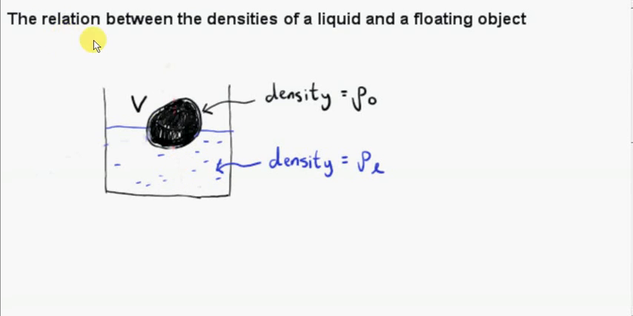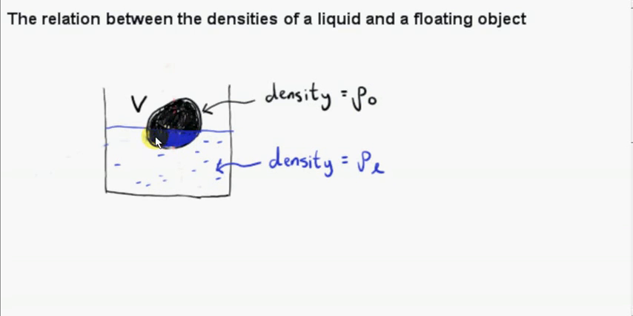First, we will look at the relation between the densities of a liquid and an object floating in the liquid. So here is our object. Its volume is V. We will call its density rho O. Here is a liquid of uniform density rho L. Now let's suppose that 40% of this object is immersed in the liquid.